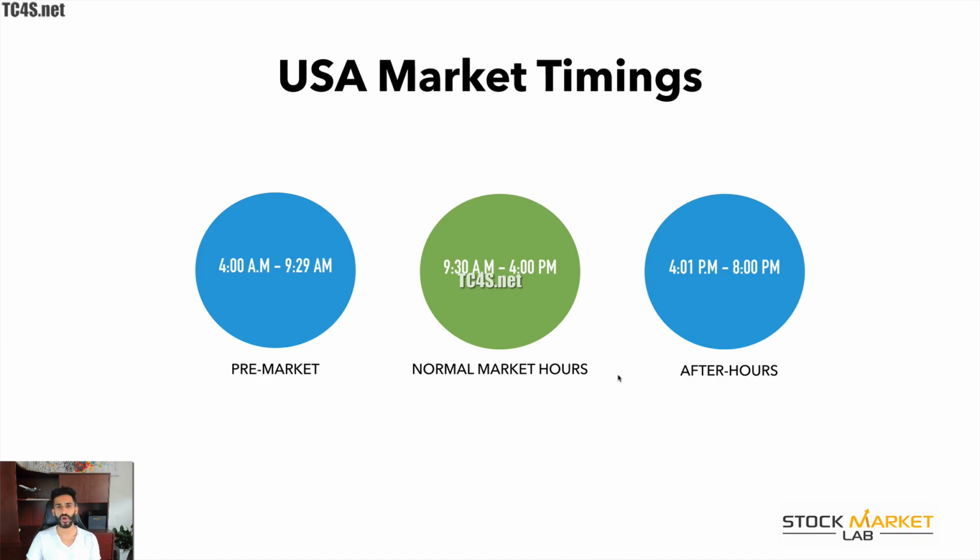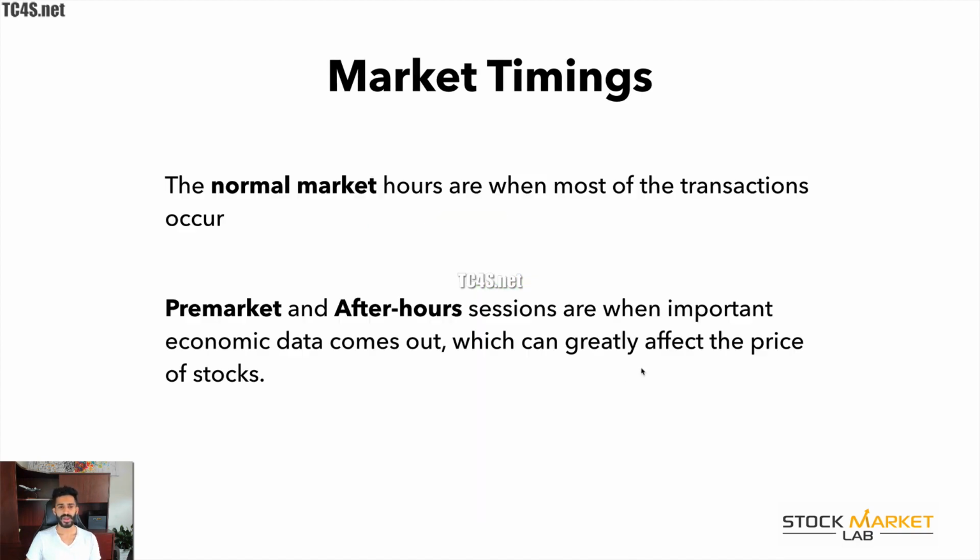That's when the actual opening of the market is. The normal market hours are when most of the transactions happen. Pre-market and after hours sessions are when important economic data comes out, which can greatly affect the price of stocks. So this is where, once again, major news comes out: company earnings, economic news, economic reports, which I'll get into. That's what happens pre-market and after hours. There is a way we can use it to our advantage.